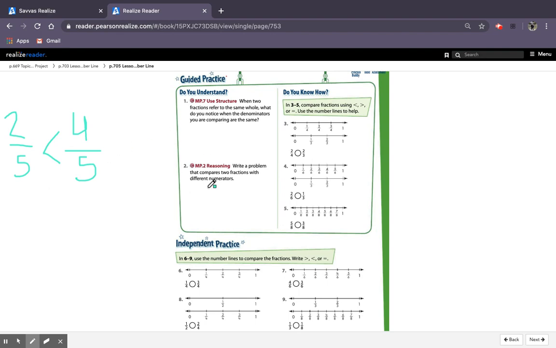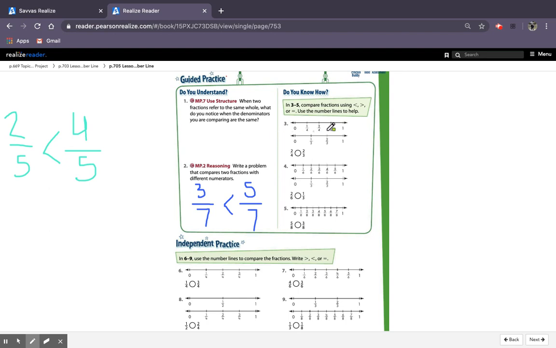And number two, this is again just one example of a comparison statement. Your example could be different. So if it's different numerators, I'm going to stick with the same denominator. I'll make my denominator 7, and I'll use a 3 and a 5. And I know that 3/7 is less than 5/7. And again, there's a bunch of different possibilities for number two. In 3 through 5, we have to write the correct symbol.